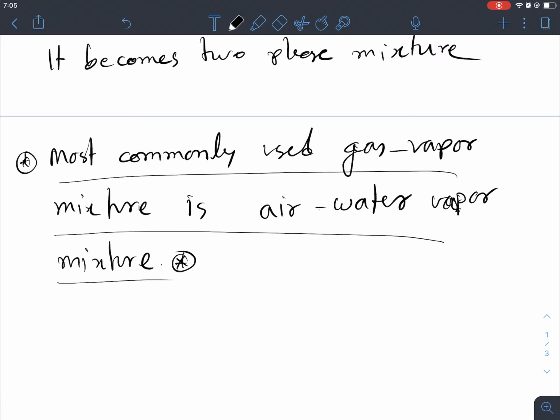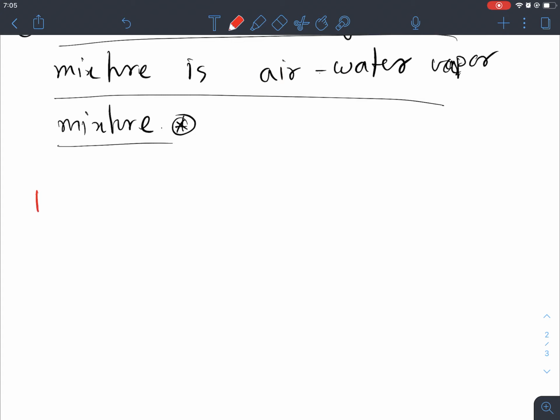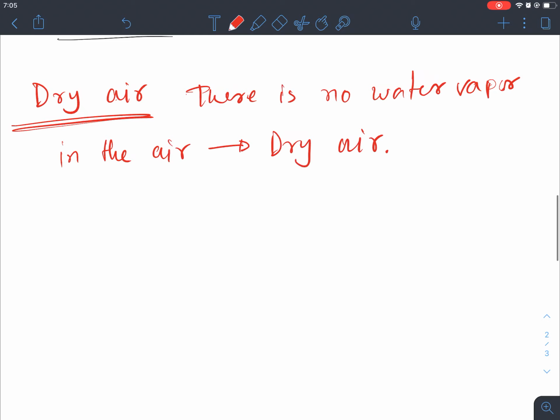Okay, now let's define the dry air and atmospheric air, right? So what is the dry air and what is the atmospheric air? Basically dry air has no water vapor. There is no water vapor in the air. This is called the dry air, right? So there is no water vapor.